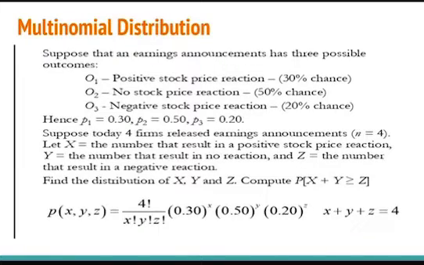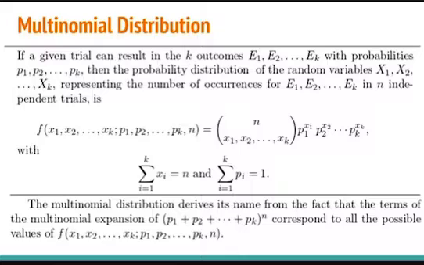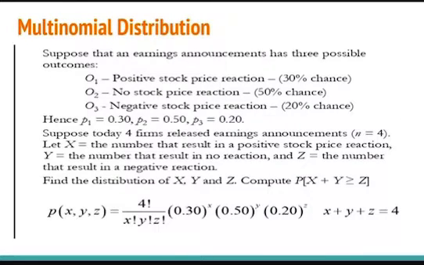Don't forget that the summation of the xi must be equal to n, the number of trials. That is why x plus y plus z must be 4. Summation xi equal to n, so when I add all the different outcomes, it should be equal to the number of firms this time around. That's exactly what we have now.